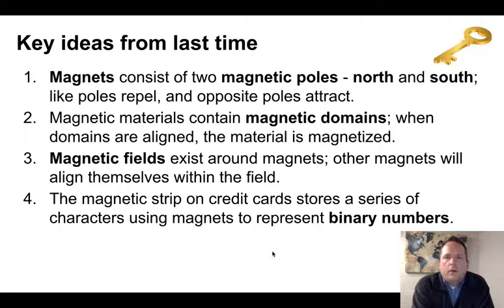Finally, we talked a little bit about the use of magnets in credit card strips, even though that's on its way out due to security concerns. Many places still have you swipe the credit card, and when you do so, you're actually using the information that's stored on the back of that credit card in a series of magnetic north and south poles to input your information into the credit card reader.